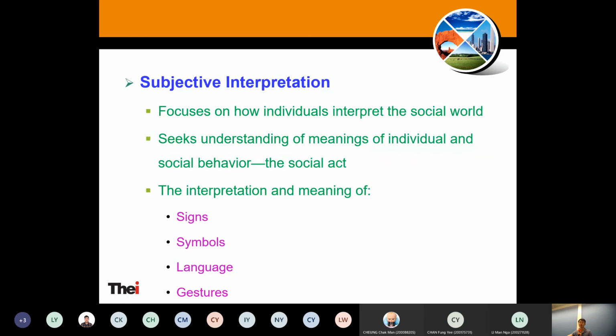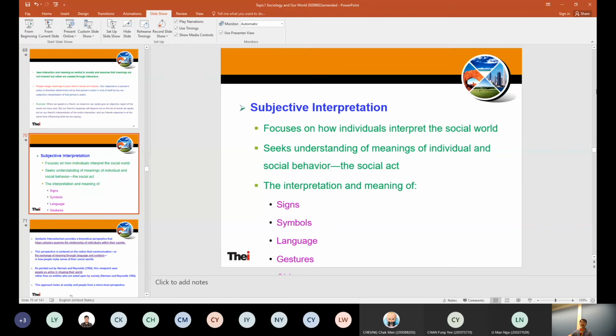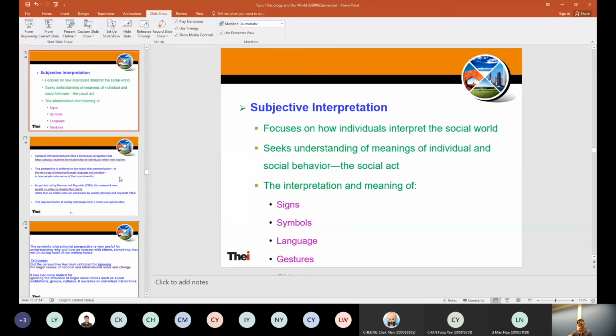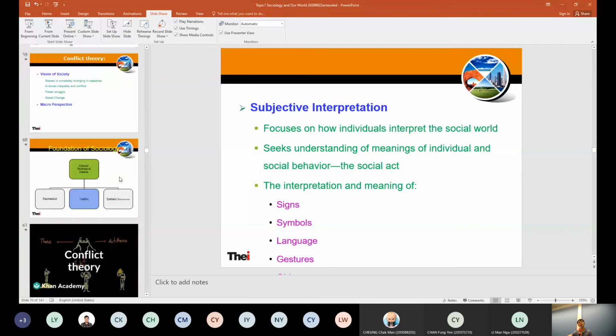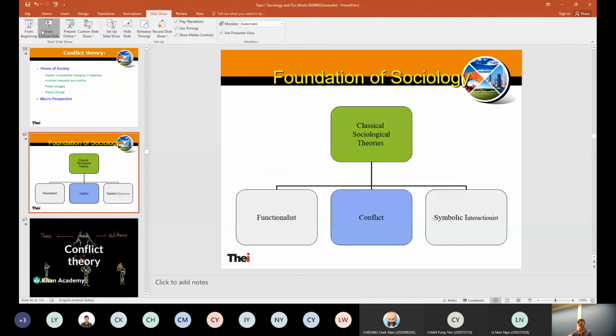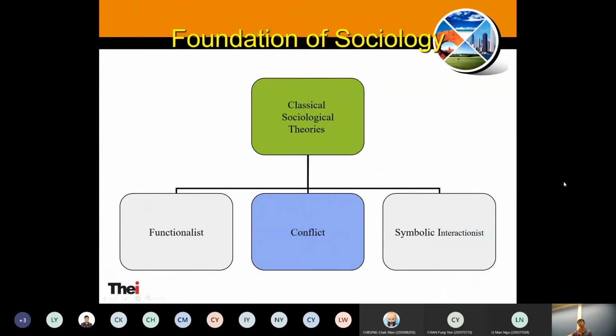So when we talk about symbolic ideas, actually, we can refer to signs, symbols, language, gestures, and the like. So we will get back to this idea later, but today we have to give you some introductory session regarding these theories.